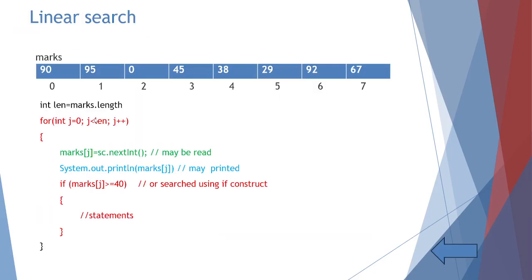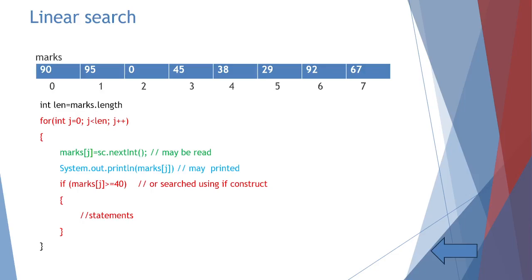Now, linear search. Let's suppose there is an array, marks, which has some elements already. Index is starting from 0 and total size is 8, so the last index is 8 minus 1. So, len is marks.length. Linearly, we read the array, linearly, we print the array, and search also linearly.